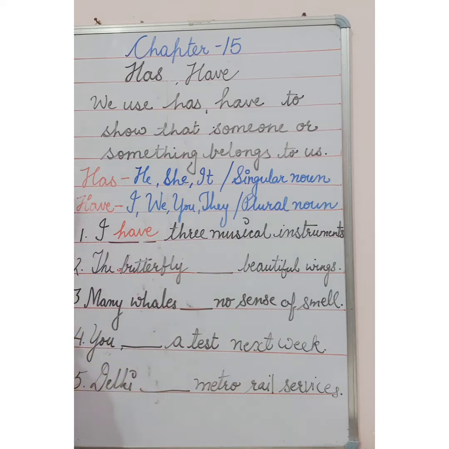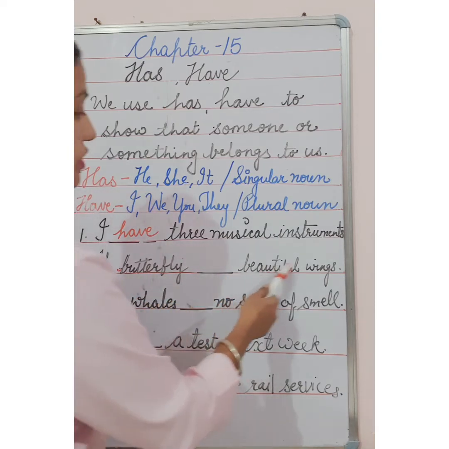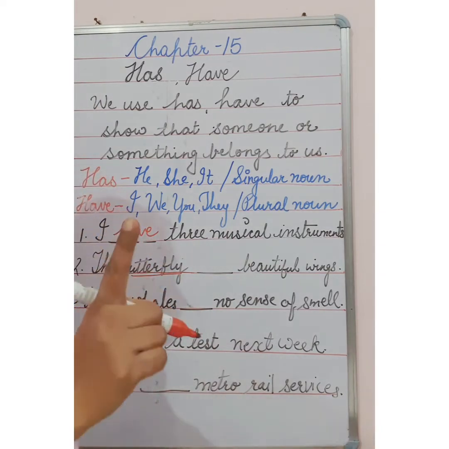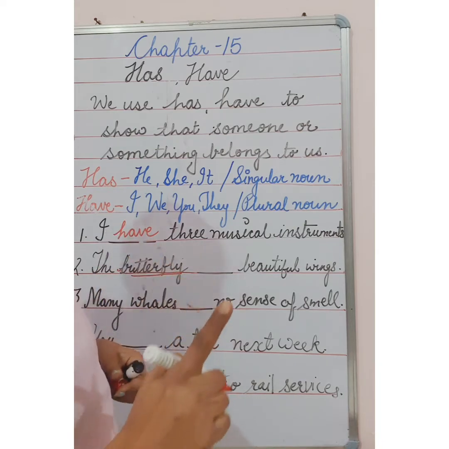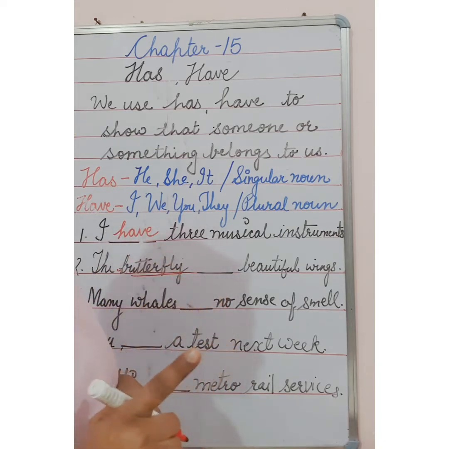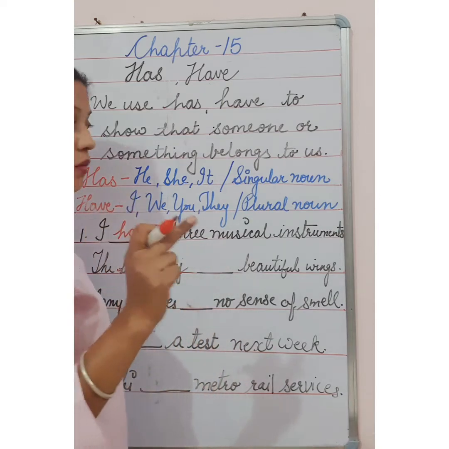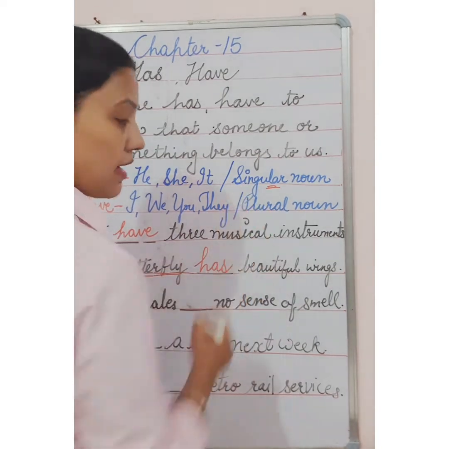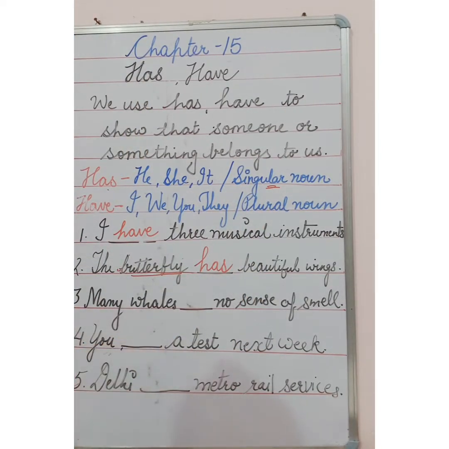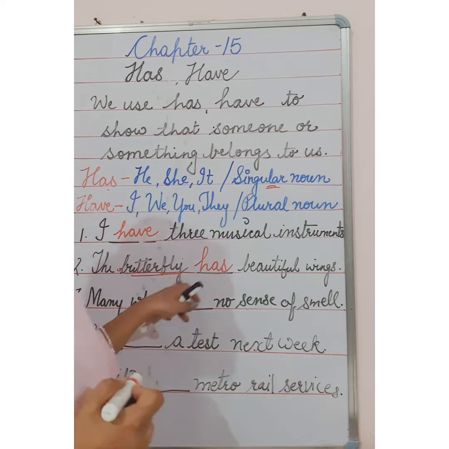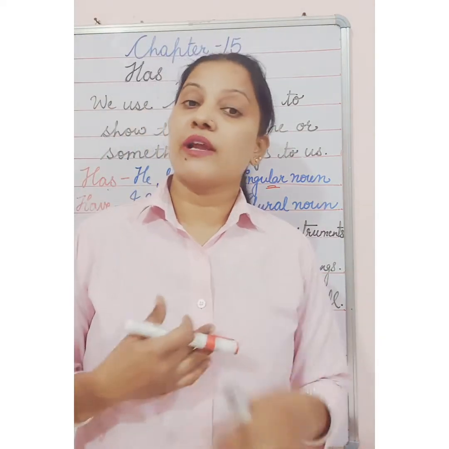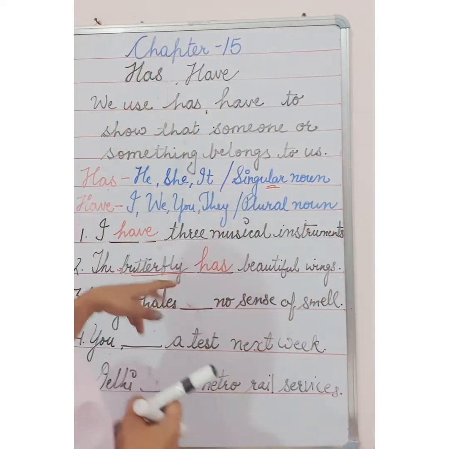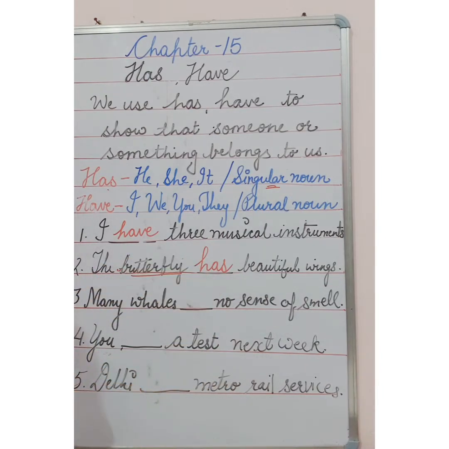Second, the butterfly dash beautiful wings. So we are talking about butterfly, and butterfly is a singular noun. Yes, it's an insect. So butterfly is singular, one. When we are talking about singular, we always use has. The butterfly has beautiful wings. If it is given butterflies, then butterflies are plural, and when we are talking of plural, then we will use have. But here it is given butterfly, it is singular, so we will use has.